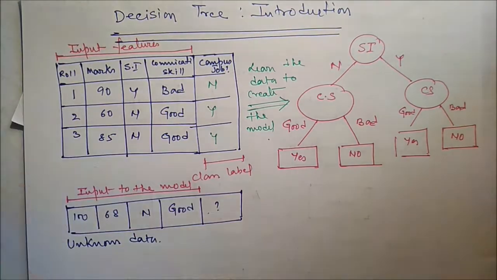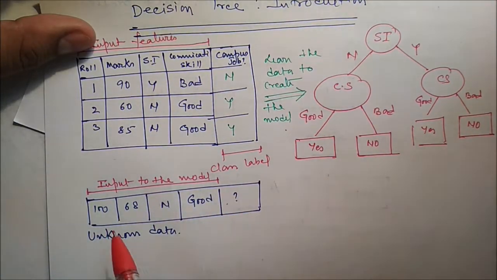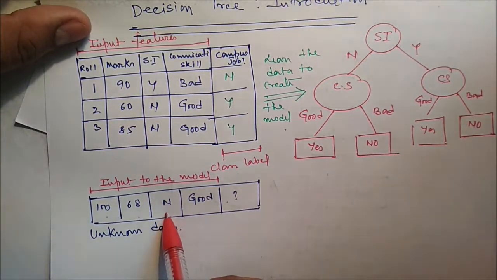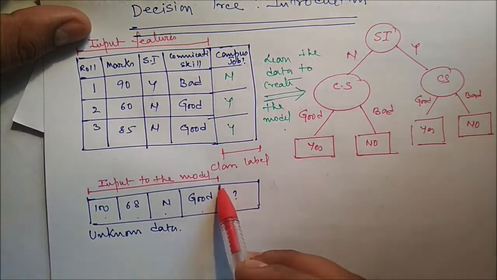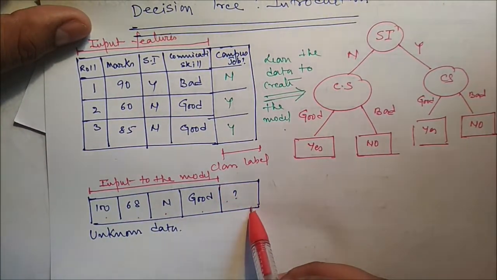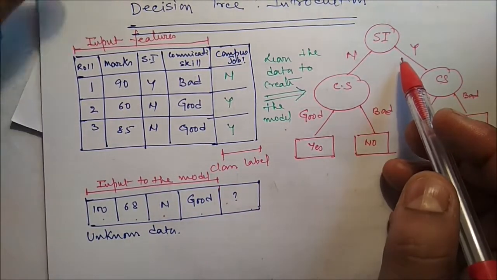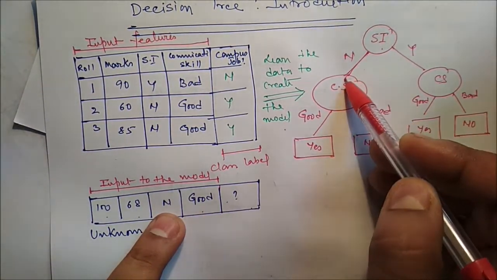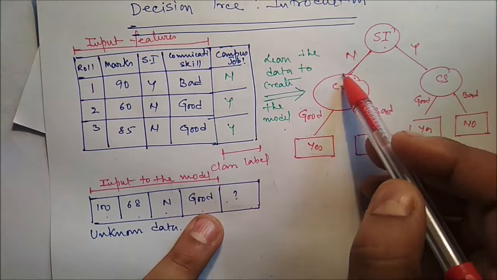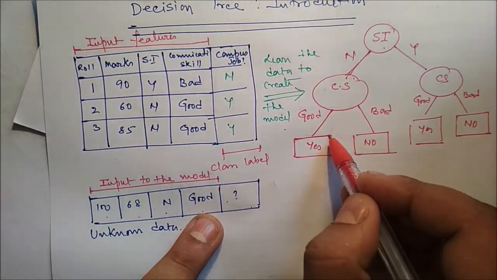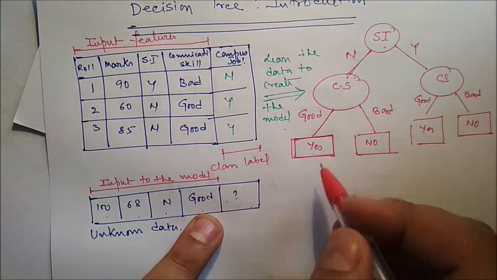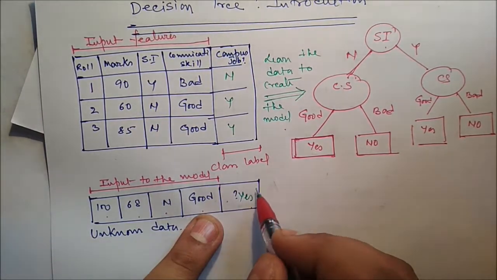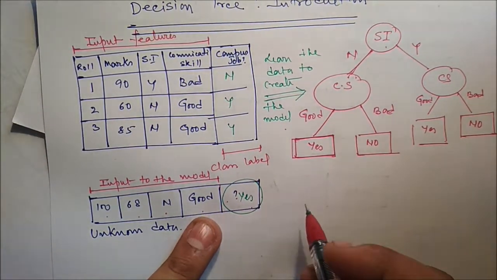With the help of the decision tree, suppose we have another unknown data where the roll number is 100, marks is 68, sports interested no, and communication is good. Now we have to predict whether that particular person will get a campus job or not. We can use this particular table. Sports interested is no, so we follow this particular path. After that, communication skill good, yes. That means this is our class level. So class level is yes, which means we can predict that he or she will get the job. This is our predicted output.